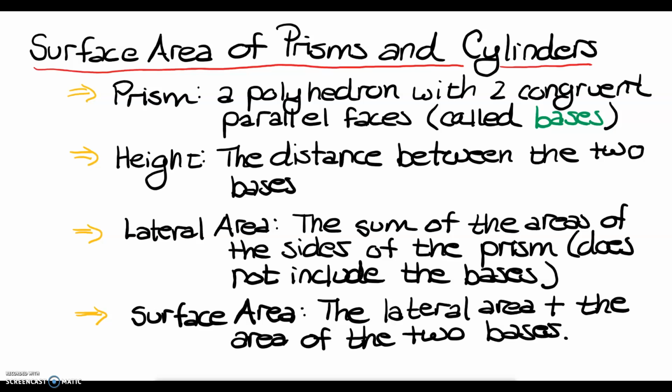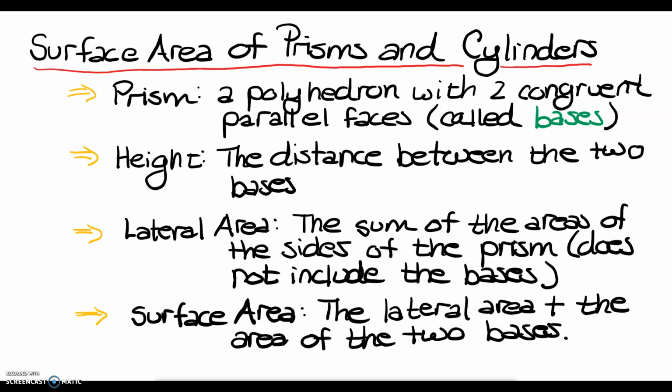The lateral area of a prism or a cylinder is the sum of the areas of the sides of the prism. So how do you find the sides? Well, you first find the two parallel bases and get rid of them. Anything that's remaining is a lateral side, or a side of a prism or a side of a cylinder.